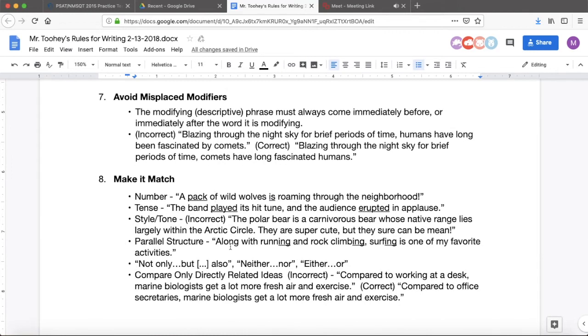All right. Okay. Nicole, go ahead and read that second bullet point. Make it match for tense. The band played its hit tune, and the audience erupted in applause. Okay, we've got 2 verbs in the past tense here. Now here, I'm going to make this real clear. I'm not saying that all the verbs in a sentence have to have the same tense. I'm just saying if we're talking about events that happened in the past, we need to stay in the past tense.